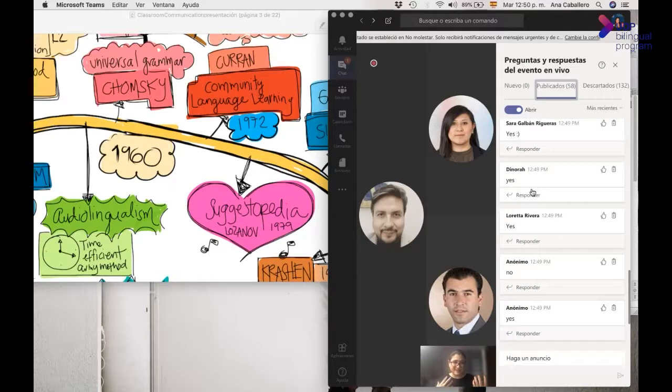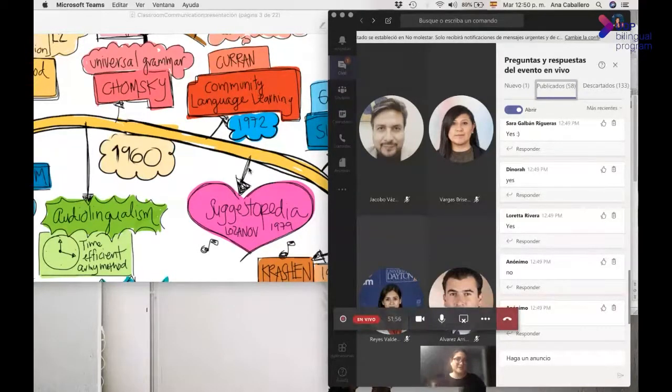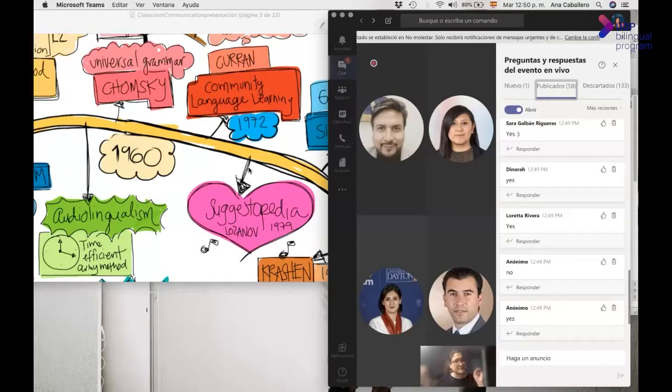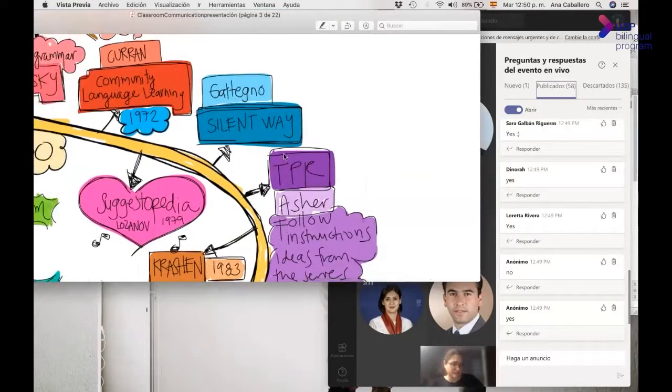It sounds kind of weird, doesn't it? But I'm not saying it's a bad method. I'm just saying that we can take bits of methods that can help us become better teachers. Then we have Gattegno, the Silent Way.